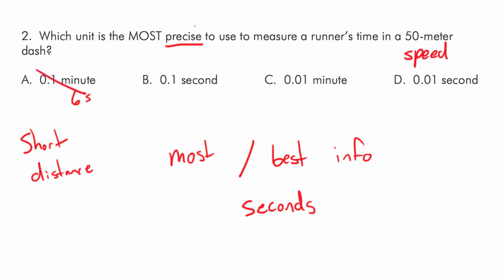So already I can get rid of A because C is more precise. And now it really gets into the 0.01 second. Well, this is going to be 1/100th of a second, and this is going to be 1/100th, so same decimal, of a minute. In terms of precision, 1/100th of a second is more precise than 1/100th of a minute because this is the smallest amount that I can measure. This is actually quite small, very difficult to measure unless you have a stopwatch that is very accurate. So my answer choice is going to be D.